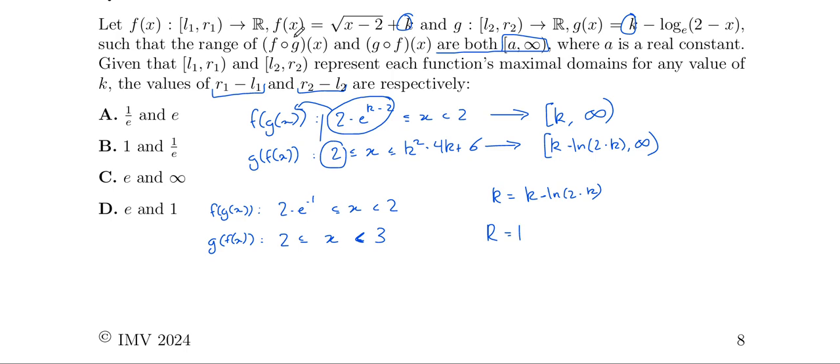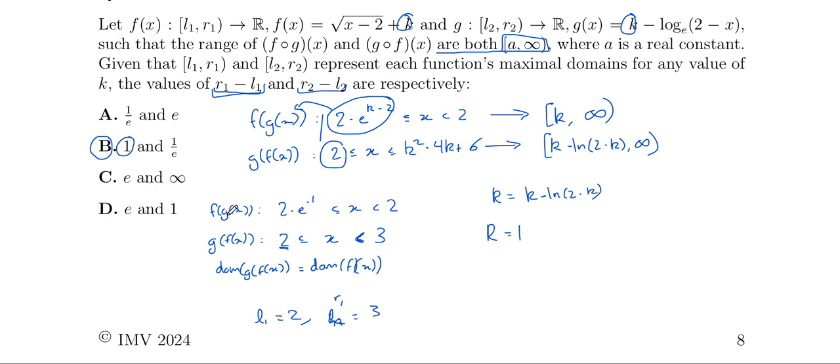First, note that L1 and R1 is the domain of f of x, and we know that the domain of g of f of x is equal to the domain of f of x, using the laws of composite functions. So L1 is equal to 2, and L2 is equal to 3. Therefore, R1 is equal to 3. Therefore, R1 minus L1 is equal to 1. So already we know the answer is B, but we'll just do it for the other one as well.